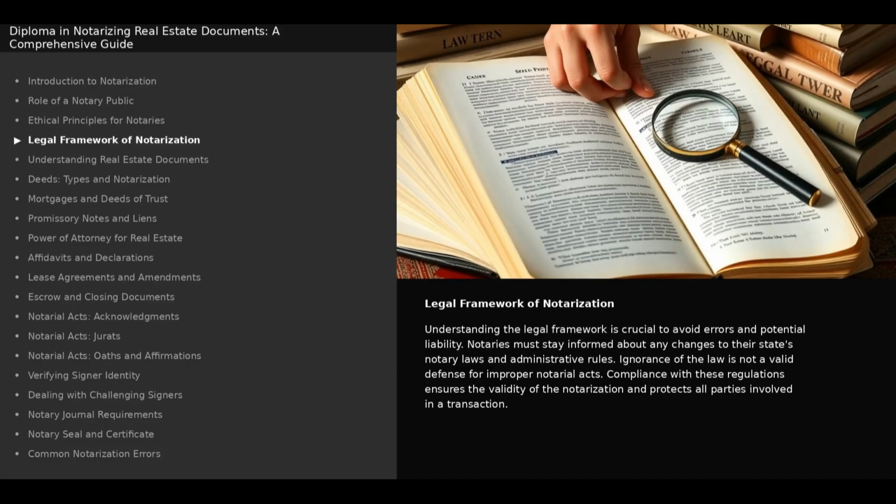Understanding the legal framework is crucial to avoid errors and potential liability. Notaries must stay informed about any changes to their state's notary laws and administrative rules. Ignorance of the law is not a valid defense for improper notarial acts. Compliance with these regulations ensures the validity of the notarization and protects all parties involved in a transaction.